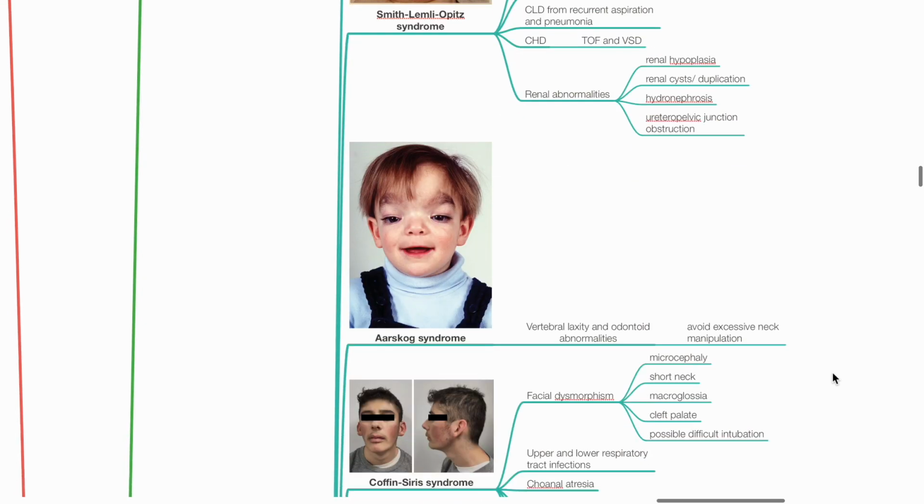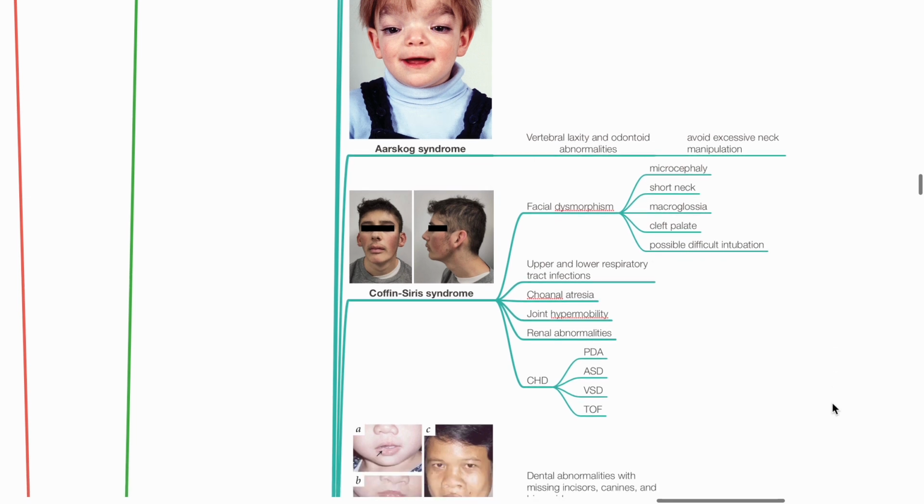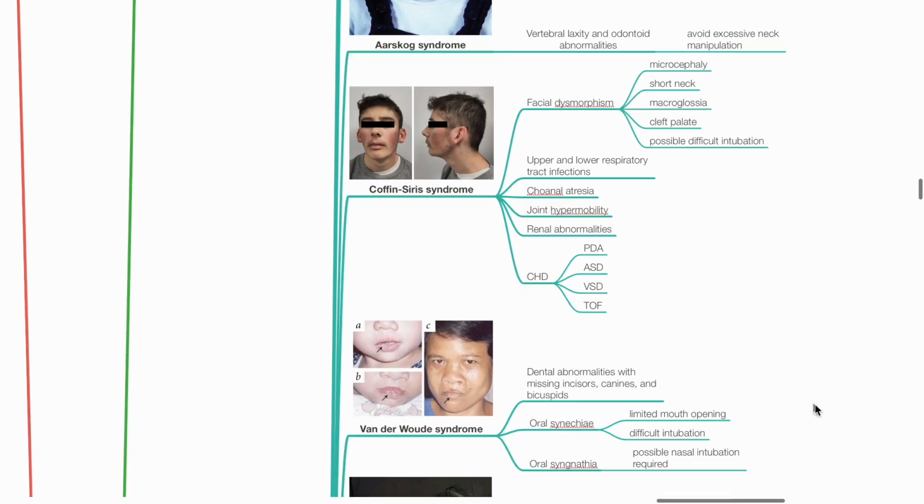Aarskog syndrome. Features include vertebral laxity and odontoid abnormalities. Avoid excessive neck manipulation. Coffin-Siris syndrome. Features include facial dysmorphism, microcephaly, short neck, macroglossia, cleft palate, possible difficult intubation, respiratory tract infections, anal atresia, joint hypermobility, renal abnormalities, and congenital heart disease such as PDA, ASD, VSD, and TOF.